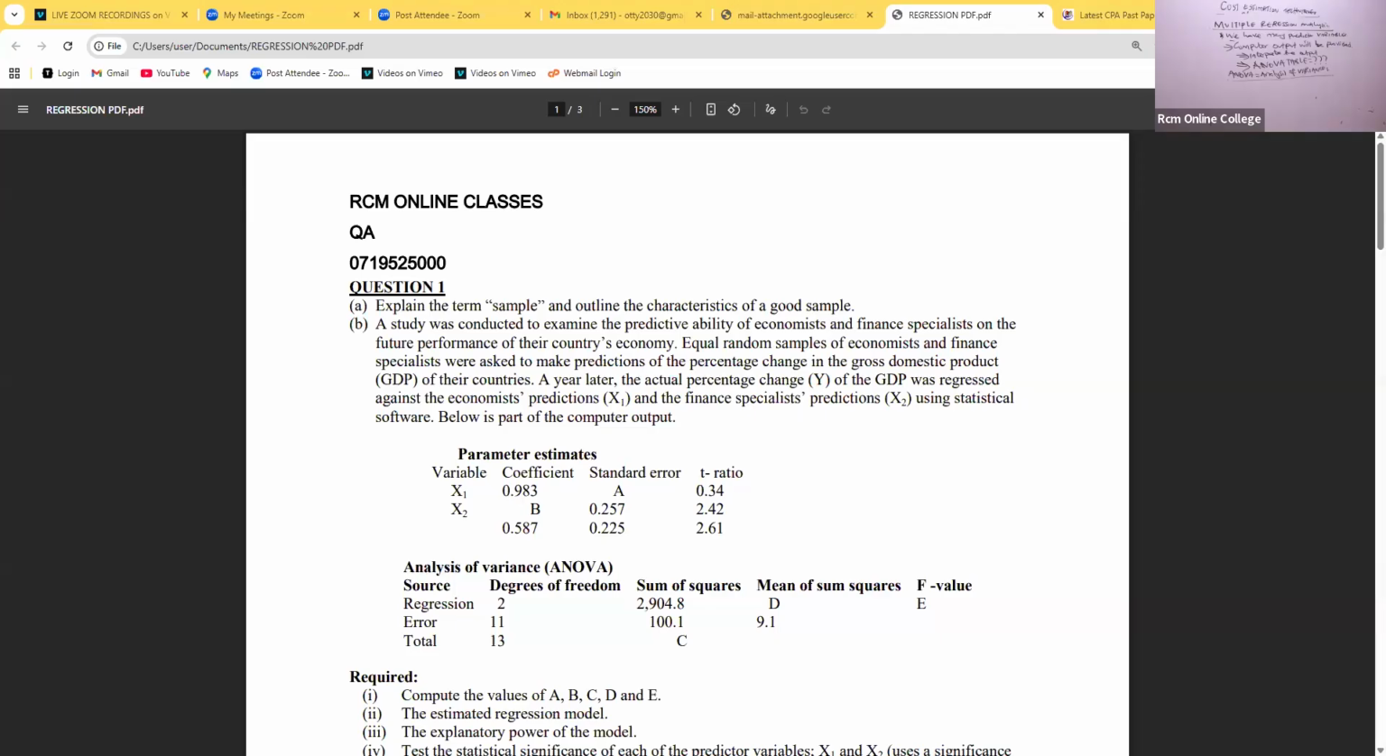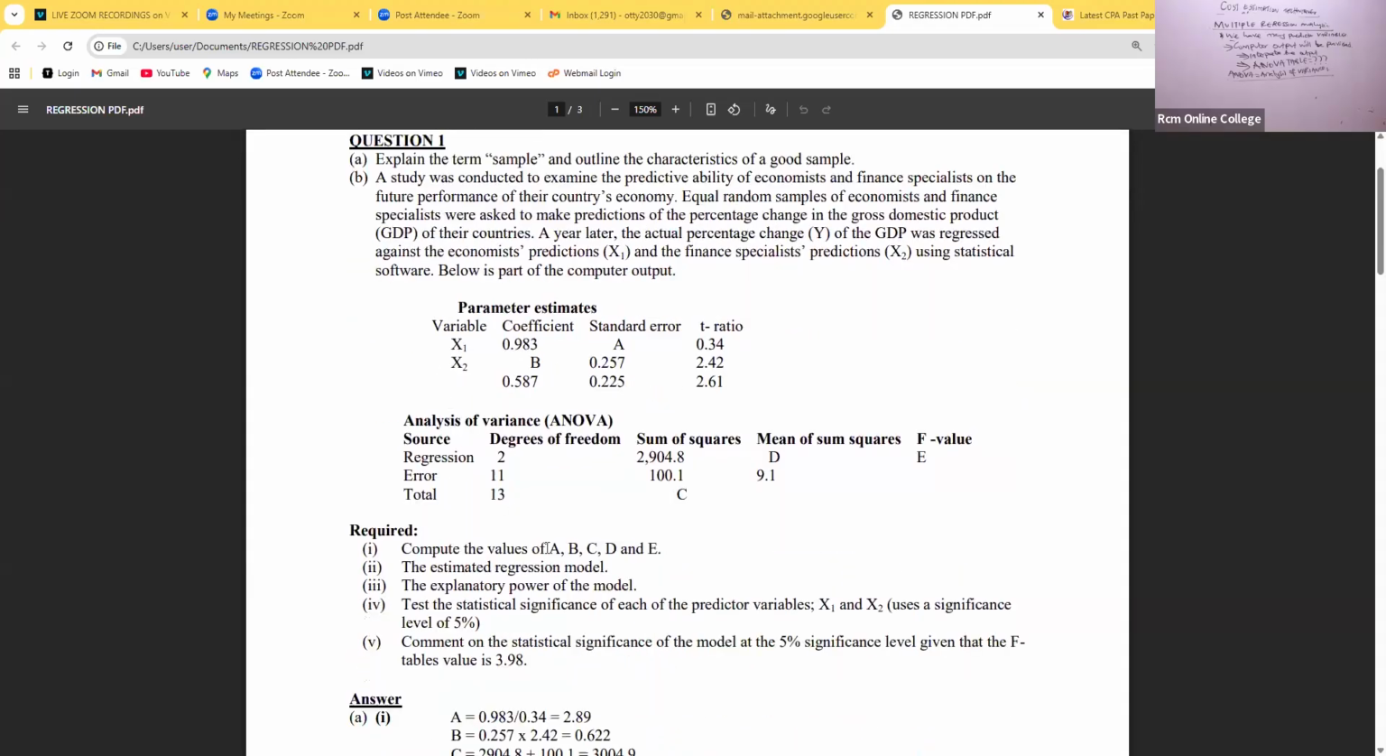So then this is how your exam advanced MA will look like. This is quite an old question. It was a quantitative analysis question, but very relevant to you. All right. So forget about part A, part B. For part B, they want us to compute the values of A, B, C, D, and E. Then number 2, they want us to give them the estimated regression model.